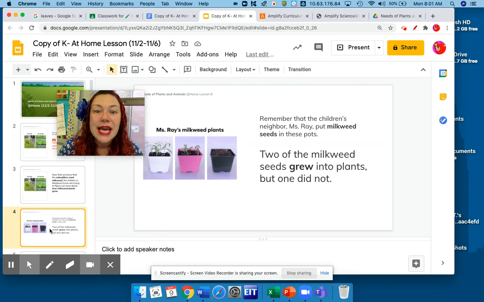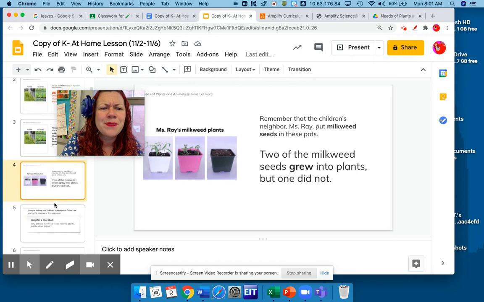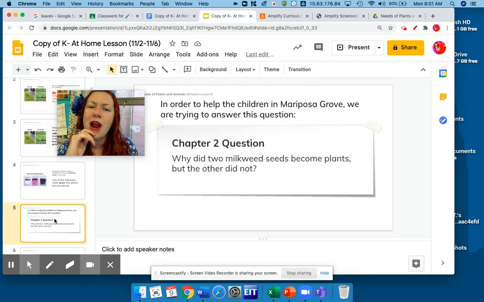She has three different pots: the white pot, pink pot, and black pot. Two of the milkweed seeds grew into plants, but one did not. Hmm. We have to figure out, why did two milkweed seeds become plants, but the other did not? What are your ideas about that?